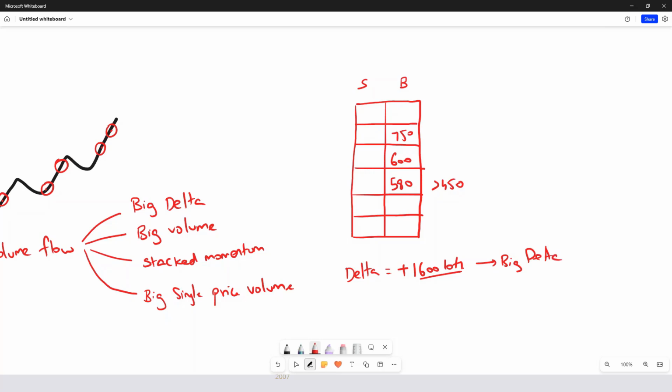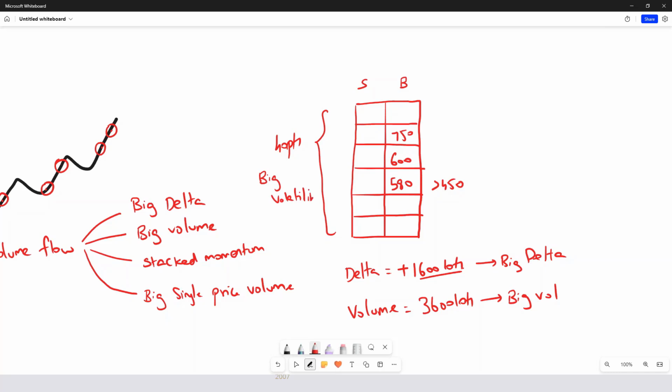Let's say the volume in that particular bar is again more than 2500 lots. Imagine 3600 lots got traded in that bar. This is a big volume. And probably at times the length of the bar will be bigger, maybe 40 points in a 5-minute time frame. So that is big volatility. And at times we'll even be seeing a stacked momentum also.